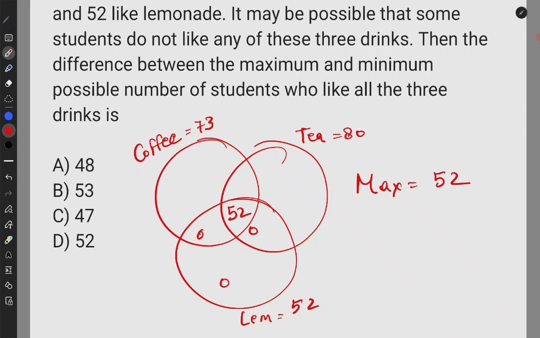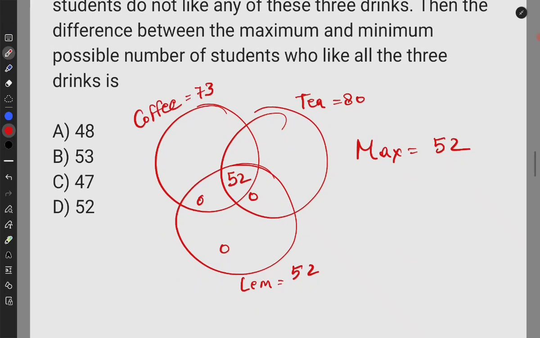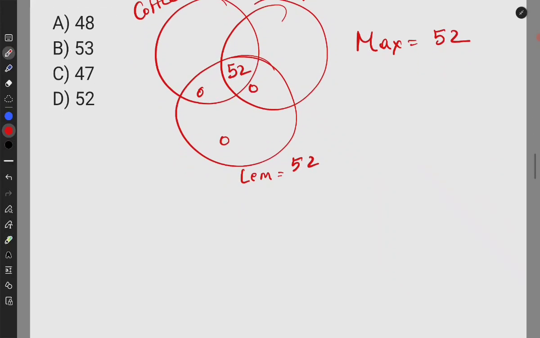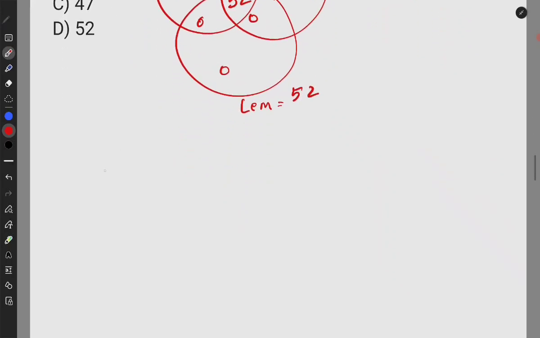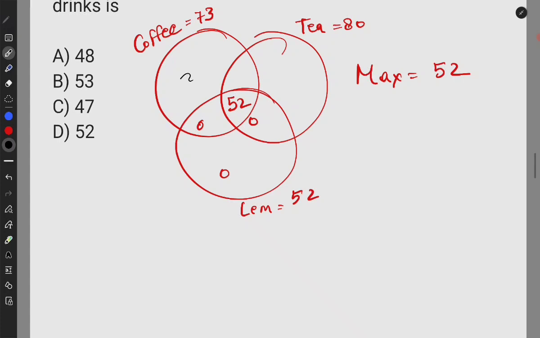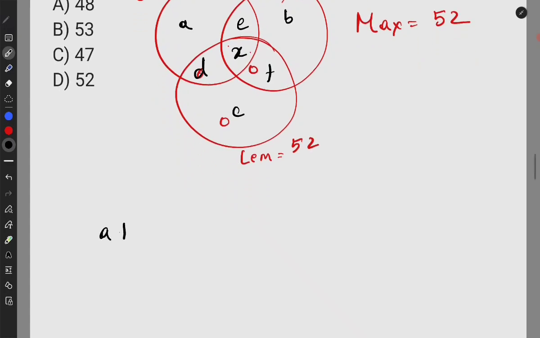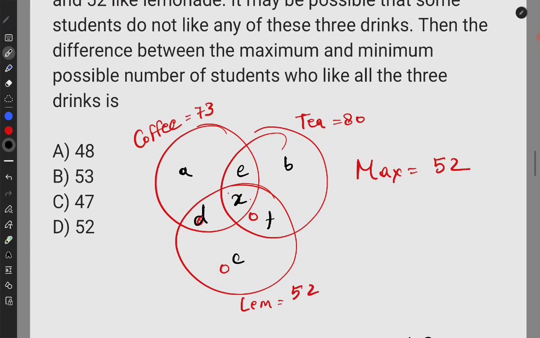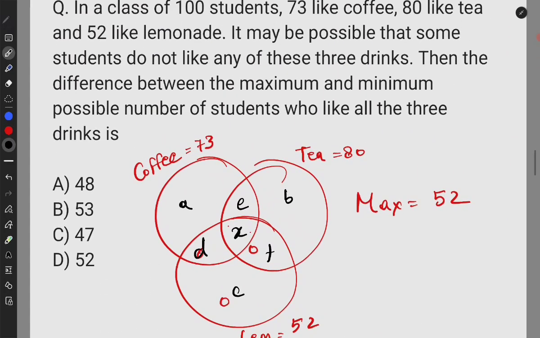That would not be a problem, finding the maximum. The problem would occur in finding the minimum number of people who can like all three. So for that, let's find out the people who are liking each region. I'll just map it out: A, B, C, let's say D, E, F, and this part we call x. So A plus B plus C plus D plus E plus F plus x will be less than or equal to 100 because some people may or may not like any of the three drinks.